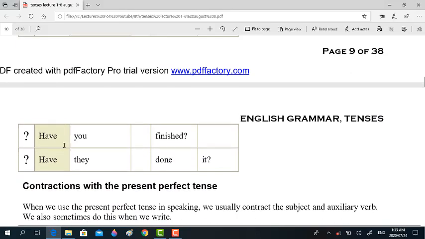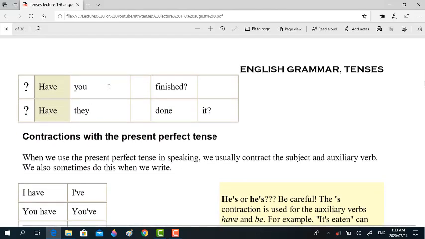Okay, look at the interrogative. With the help of auxiliary movement, like we have already done with the other tenses, if we bring auxiliaries like have, has, before the subject, and put a question mark at the end, you can easily make this structure interrogative, right?